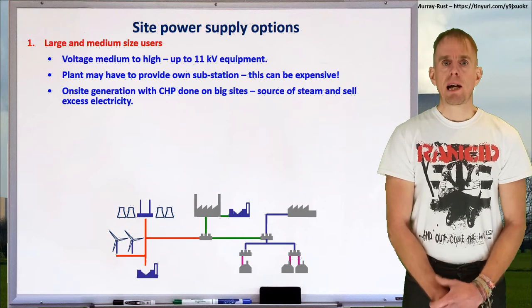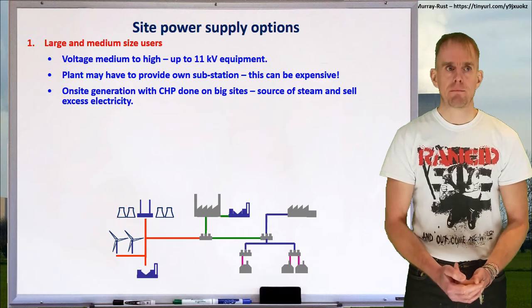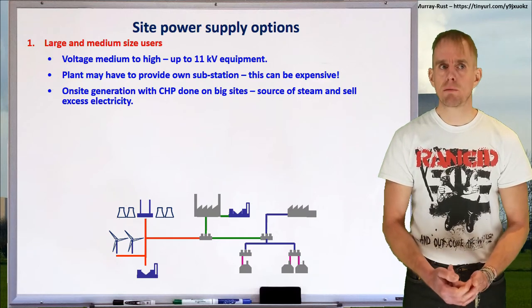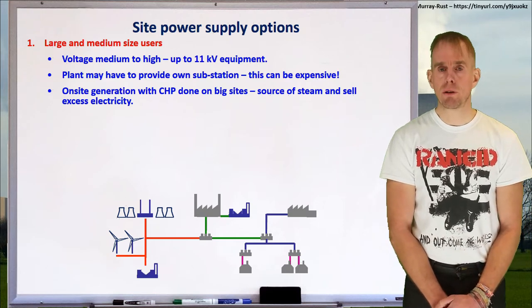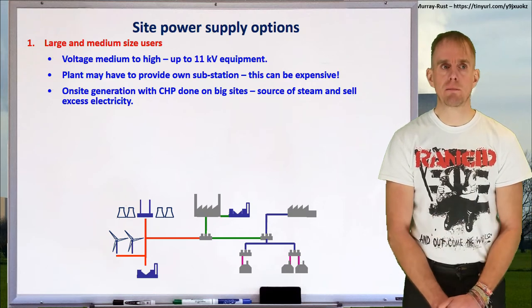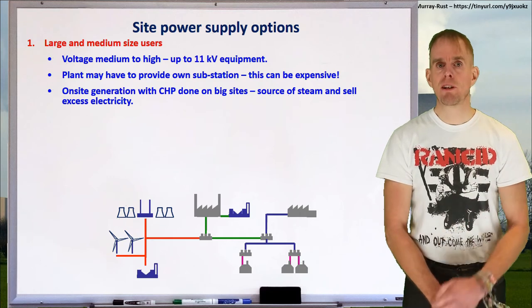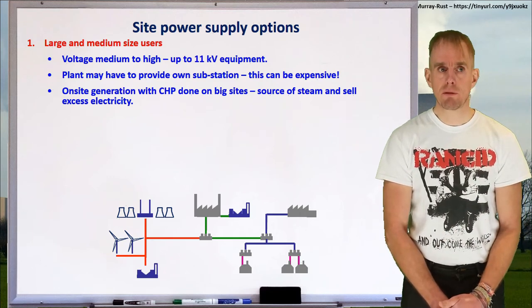So let's think about how chemical sites get their power supply. If you've got a large or a medium-sized site, you're probably going to need voltages for equipment up to 11,000 volts, and we'll see some examples of that in a minute. The plant may have to provide its own substation. This can be quite expensive.